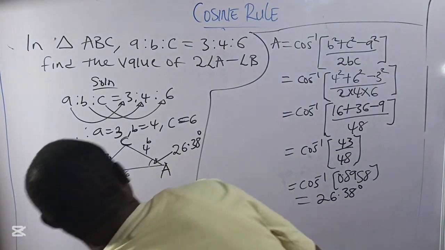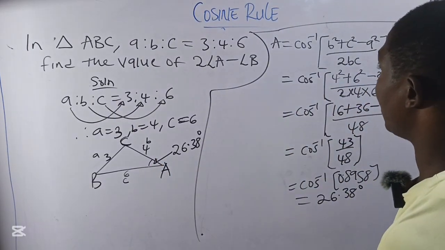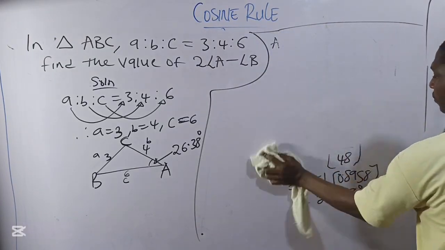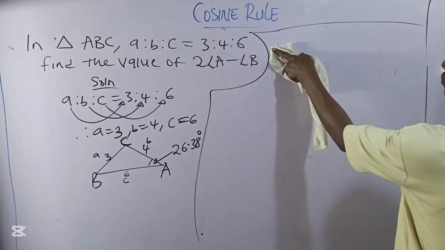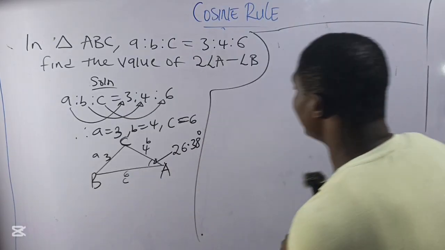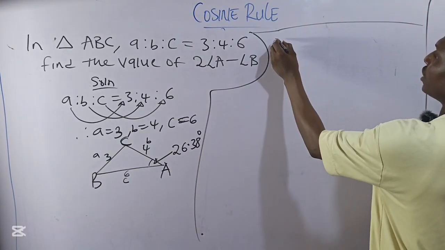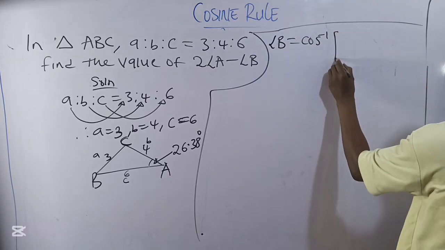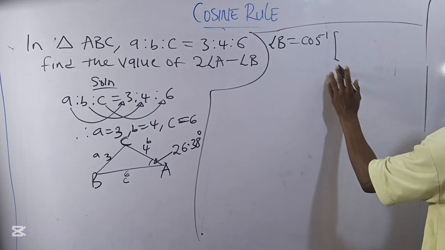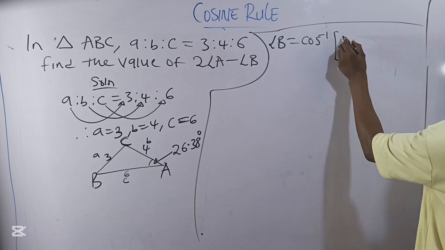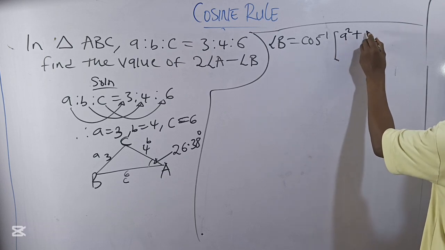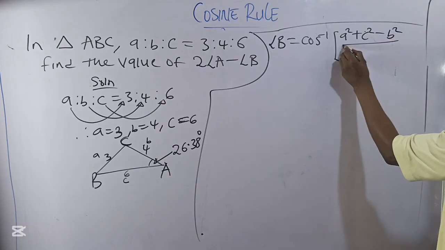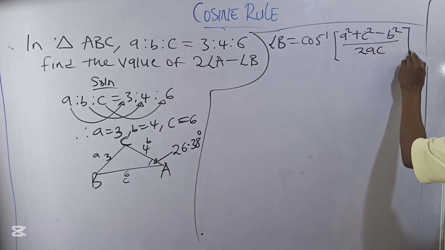So I equally need to know my value for my angle B. To get my B, angle B should be equal to cos inverse, also the 3 sides are known, so I can use my cosine rule to get my angle. It will be a square plus c square minus small letter b square all over 2ac.